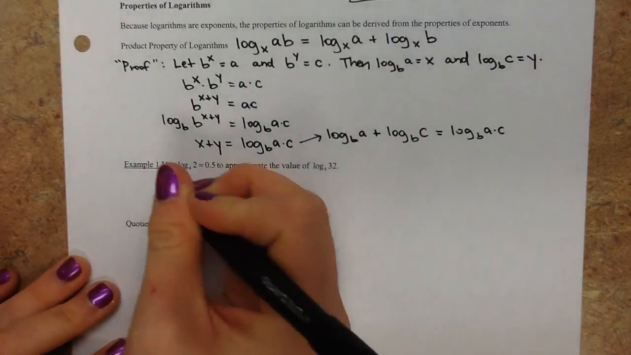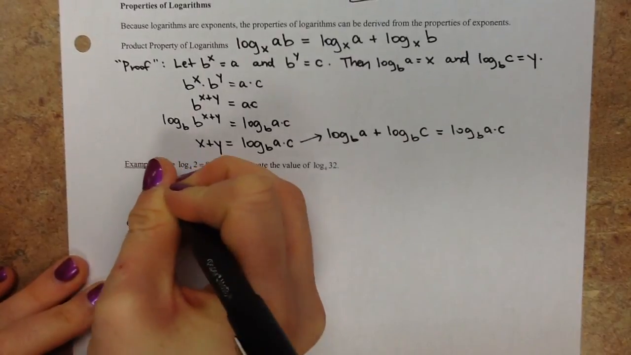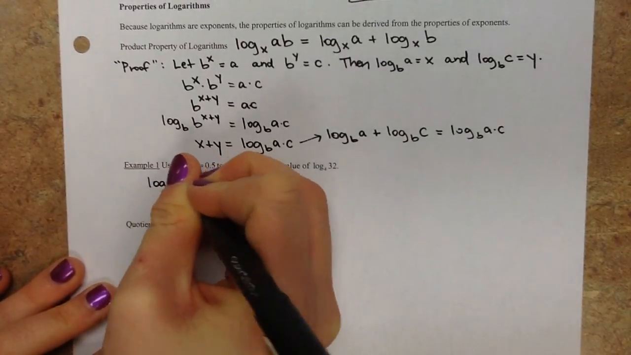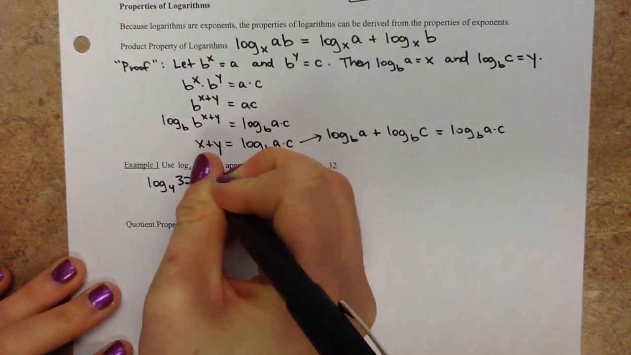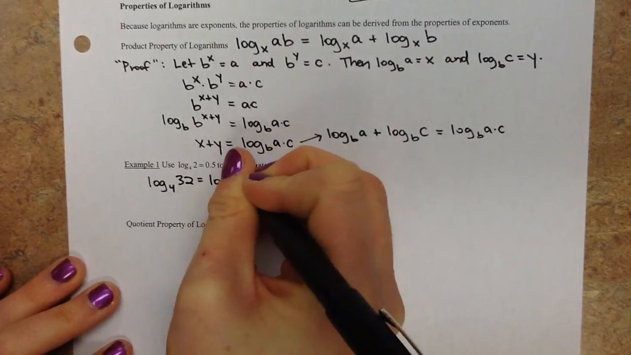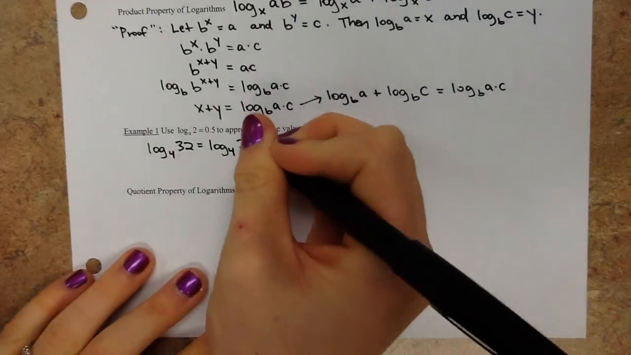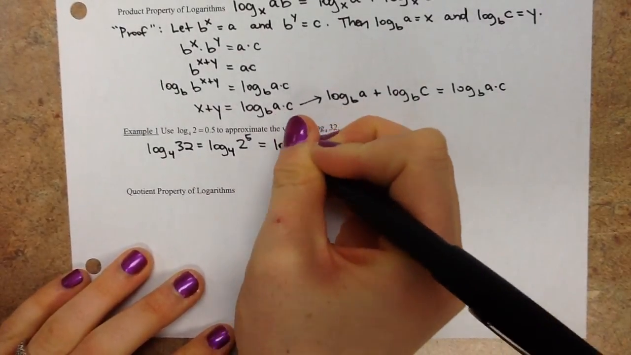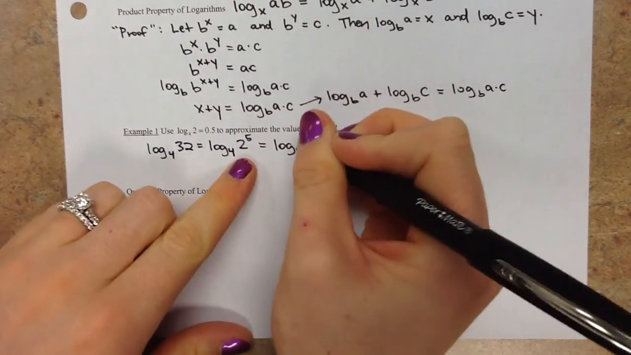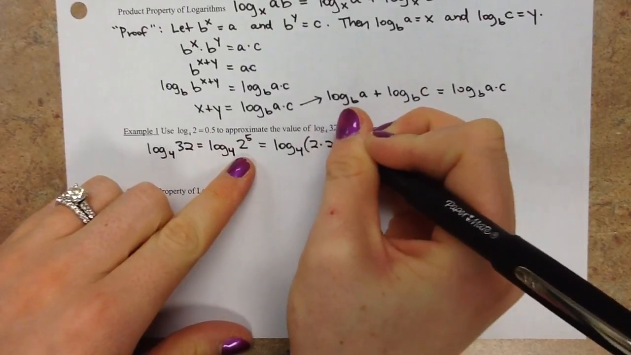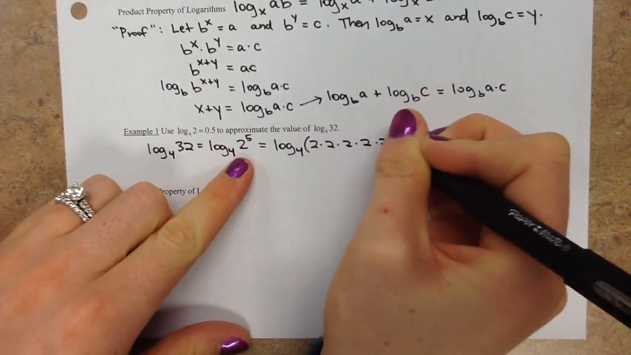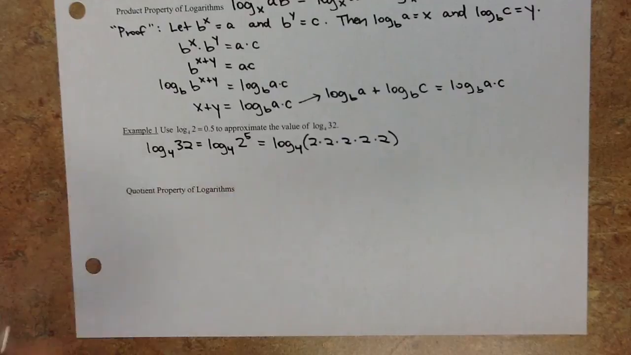Okay, so we are going to write log base 4 of 32. It is 2 to the 5th power, which means, now we're going to go back and talk about what exactly exponents mean. This means you're writing 2 times 2 times 2 times 2 times 2, 5 times, right?